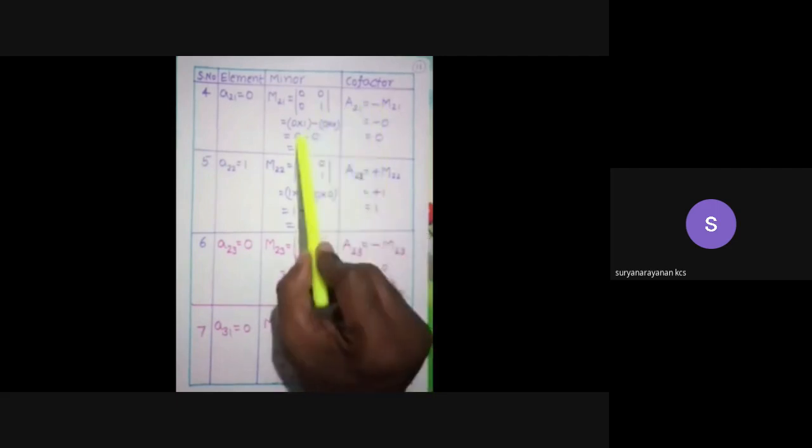Just as I told you, 2 plus 1. What is that number? An odd number. So we keep a minus here and we write its minor here. Like this we can find the cofactor.